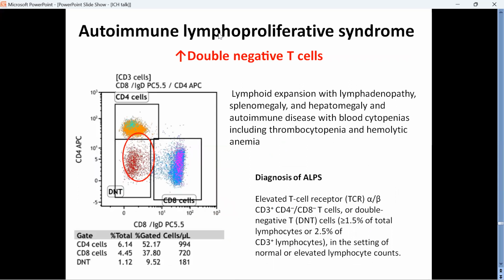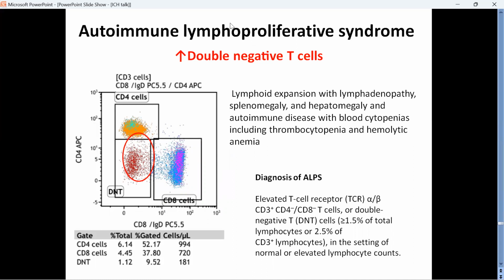And then the other is autoimmune lymphoproliferative syndrome. This classically has a problem with lymphocyte apoptosis, where you find lymphoid expansion causing lymphadenopathy, splenomegaly, and hepatomegaly. These patients are very prone to autoimmune diseases, causing hemolytic anemia and thrombocytopenia. Flow cytometry is very important in establishing the diagnosis.